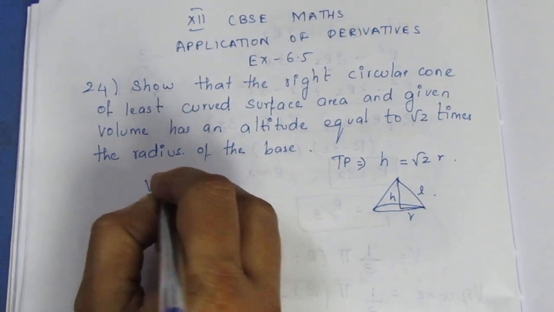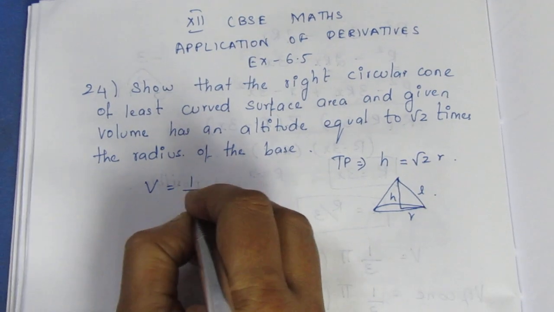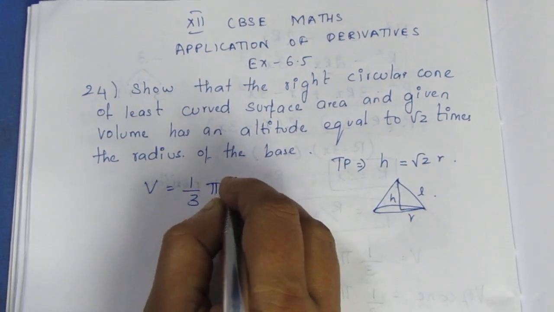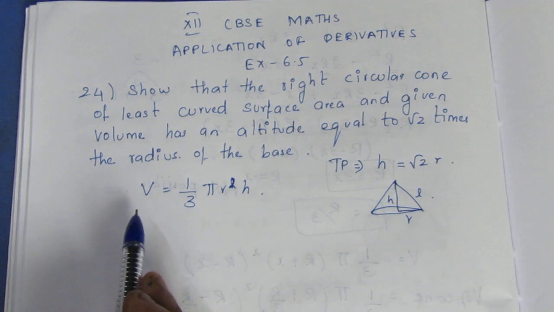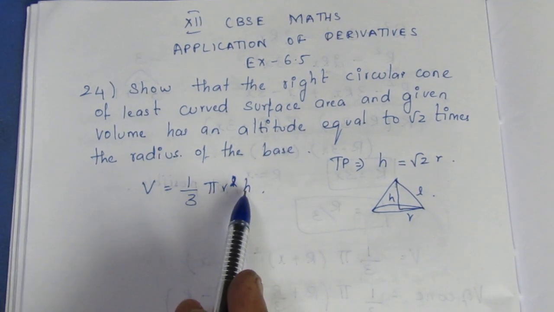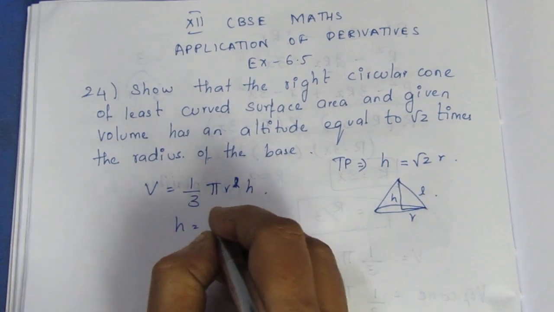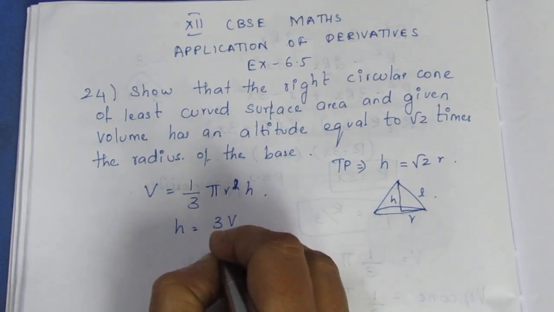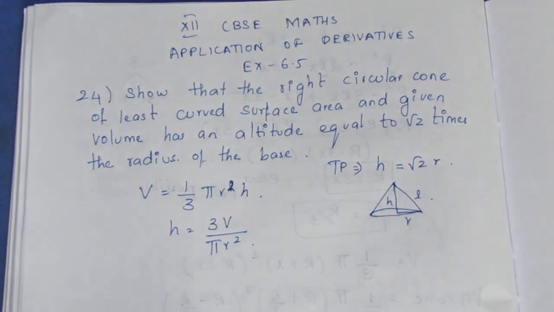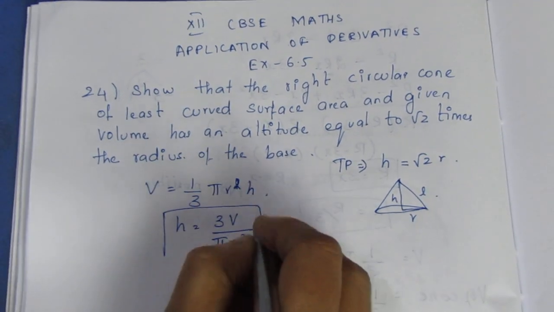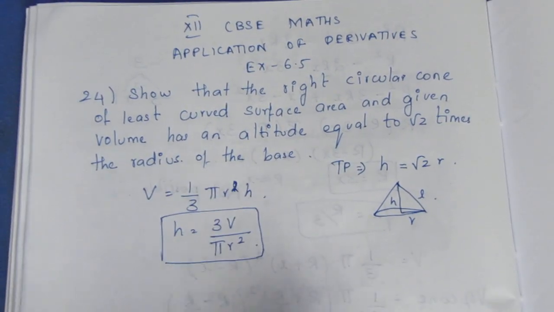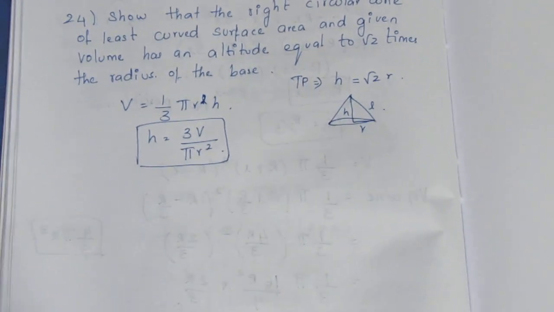So the constant term is equal to V, and your formula is πr²H. In this we want V as it is. So let's take H is equal to 3V by πr². We can take r² or H. I am taking here H.